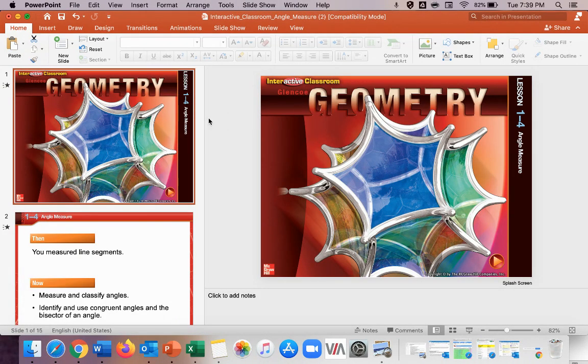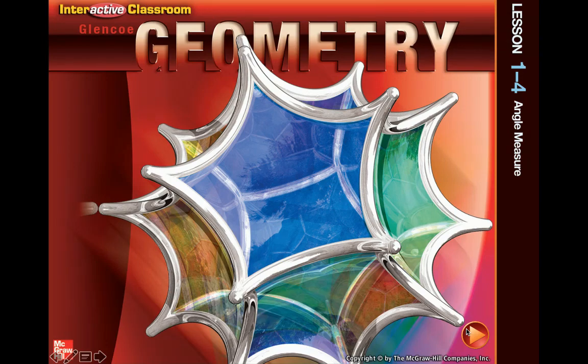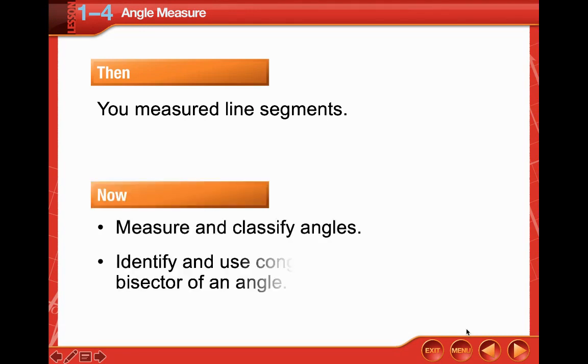Just gonna do a little bit of a review on some angle stuff, and we're gonna go a little bit into angle measure today. All right. So, in the past, we've measured line segments. Today, we're gonna measure and classify angles and identify and use congruent angles and the bisector of an angle.